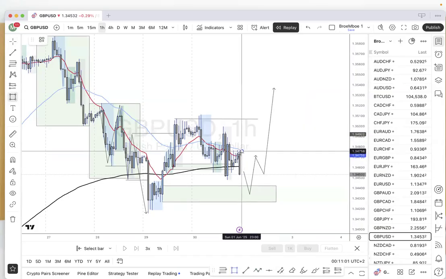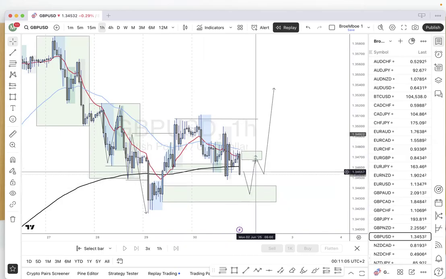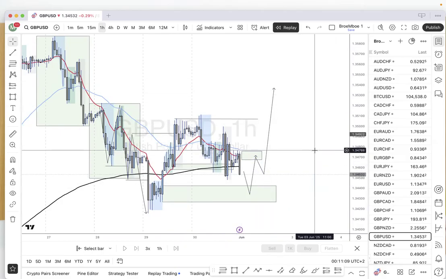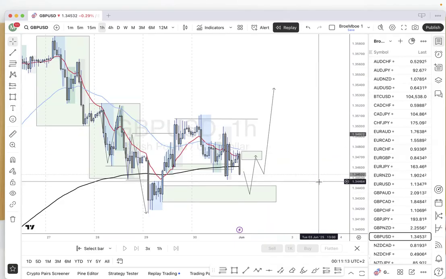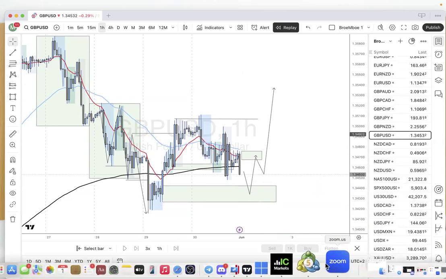So we do expect them to follow that map, push down, push up to there, push there, and then push back up. That's what we expect to happen. So keep an eye out, unless they break the structure down. That's when we'll think of it, so keep an eye out on that one.